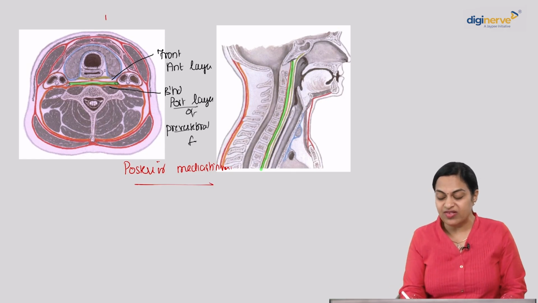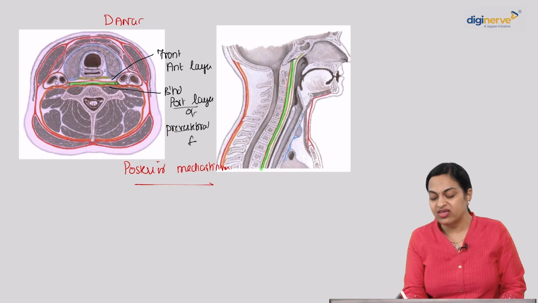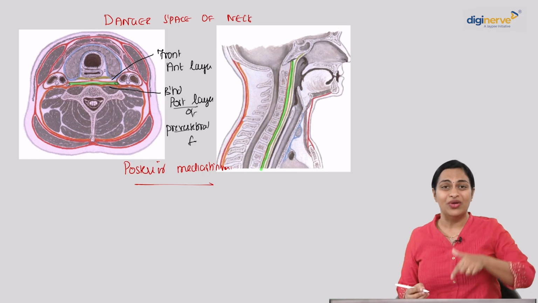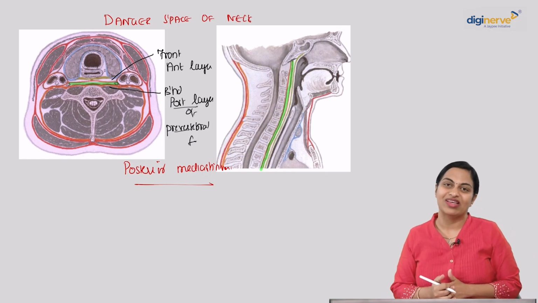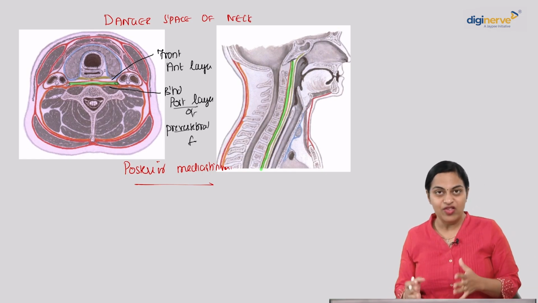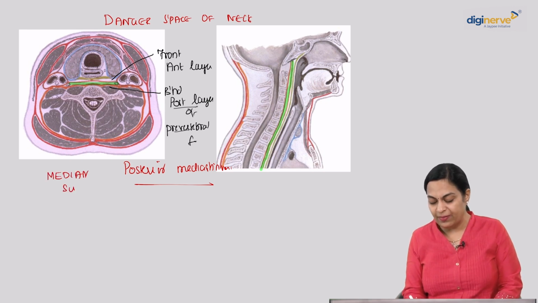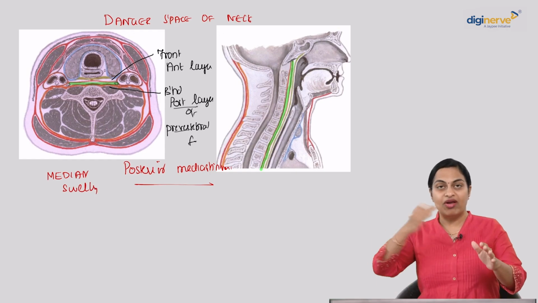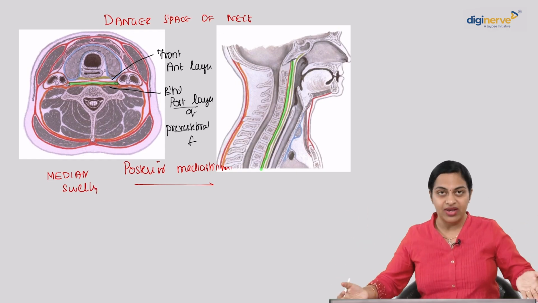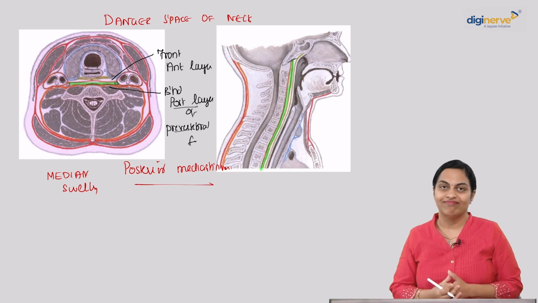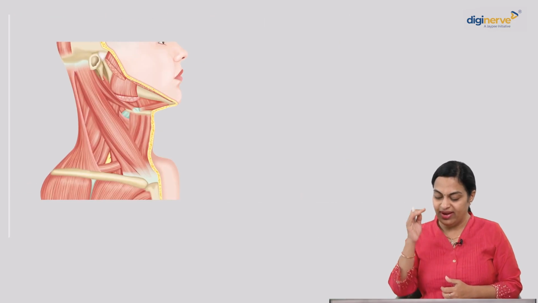Hence, this space is called the danger space of neck. Why is it called danger space? Because of its communication below with the posterior mediastinum. Any swelling here is going to produce a midline swelling or a median swelling. In the retropharyngeal space, it was a paramedian swelling, whereas in the danger space of neck, it will be a midline swelling.